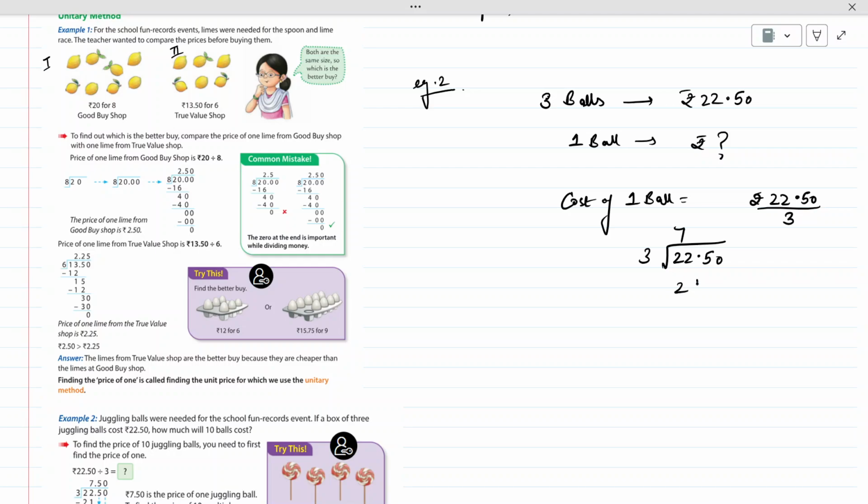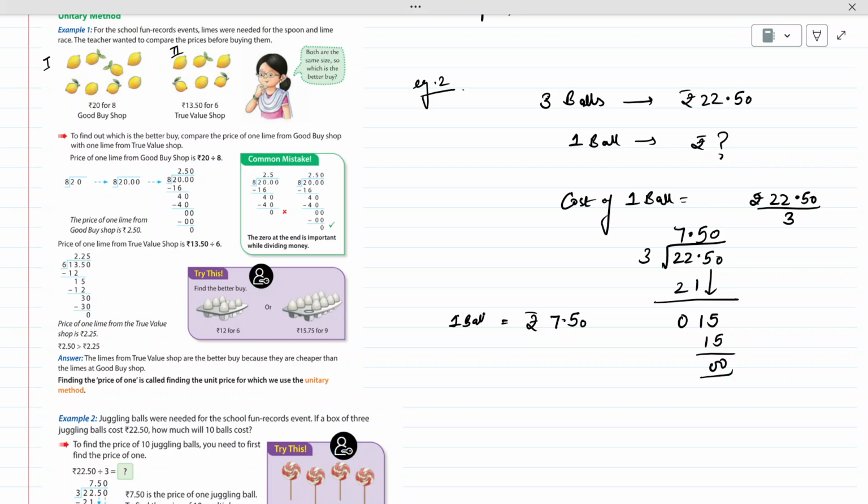3 into 7 is 21. 1, 0. This decimal will go to the quotient. Take down this 5. 3 into 5 is 15. Okay. So this 0 you can put it here. Since it is after the decimal, it doesn't have any value. You can put it here in the quotient, and we can also leave it. But the answer will be rupees 7.5 or 7.50 for one ball.